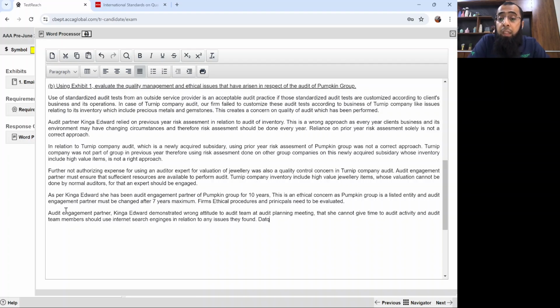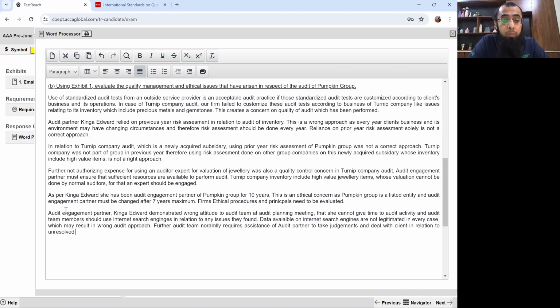Okay, data available on internet search engines are not legitimate in every case, which may result in wrong audit approach. Further, audit team normally requires assistance of audit partner to take judgments and deal with client in relation to unresolved queries. Okay, like see, you cannot expect the audit team to deal with everything on their own. They need audit partner to get the concerns sorted.